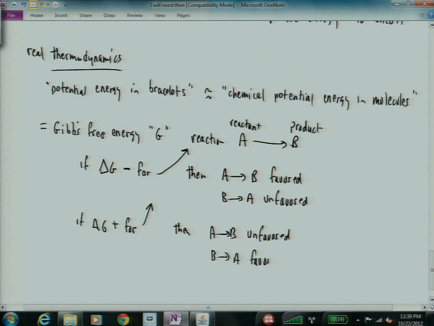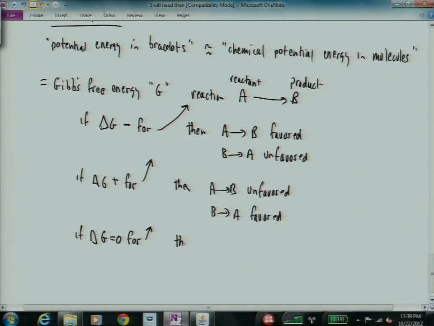And finally, if delta G is 0 for that reaction, for any reaction you like, then A to B and B to A are equally favored. Something in balance, like a seesaw. Two people of equal weight on a seesaw, it's equally favored which one's going to go down. So delta G is a way of expressing this. We're going to talk about lots of reactions with delta G. If I tell you a reaction has a negative delta G, it's favored. It will happen. I can't tell you how fast, but it's going to happen.